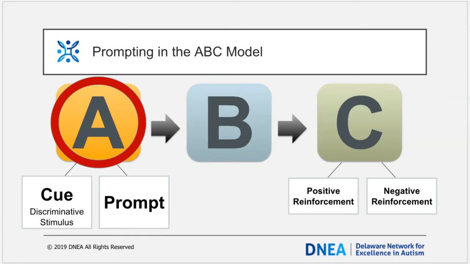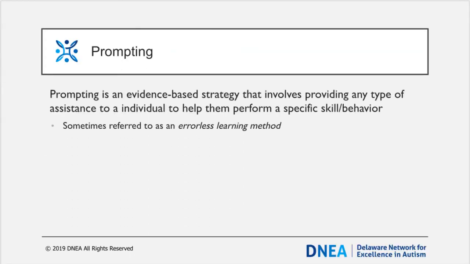If it is the first time that the individual has heard a fire drill, a cue probably won't work by itself, so that is when we add prompts. A prompt is any additional or necessary information that's needed to guide a person to engage in the appropriate behavior. So what is prompting? Prompting is an evidence-based strategy that involves providing any type of assistance to a learner to help them perform a specific skill or behavior.